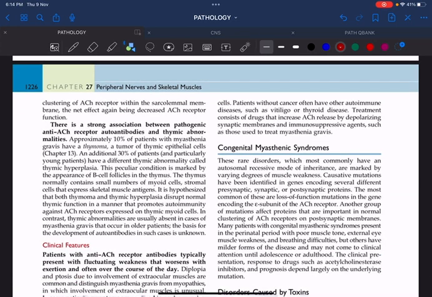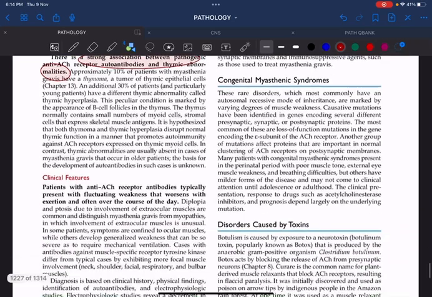Remember, there is a strong association between pathogenic anti-acetylcholine receptor antibodies and thymic abnormality. Remember, thymic hyperplasia is the most common condition, followed by thymoma. Don't write thymoma as the first answer. Thymic hyperplasia is much more common than thymoma. These are the two important extra manifestations of myasthenia gravis.